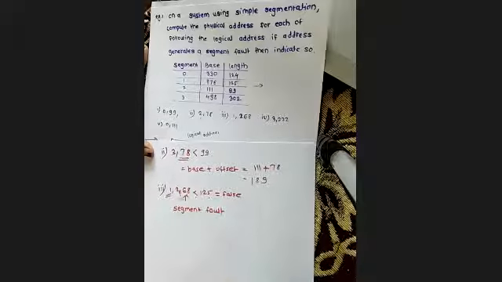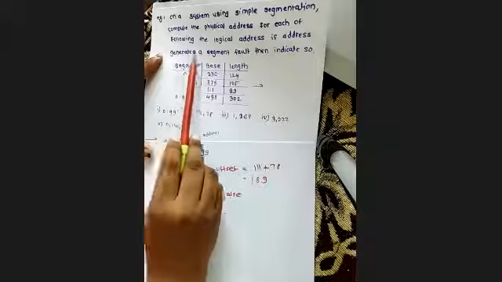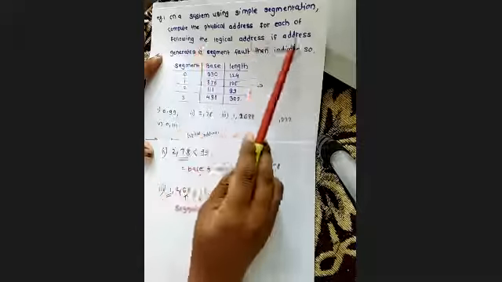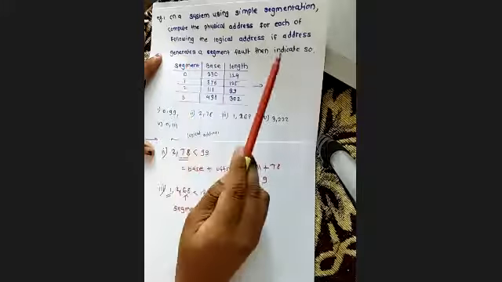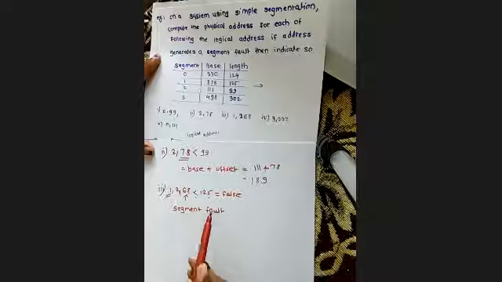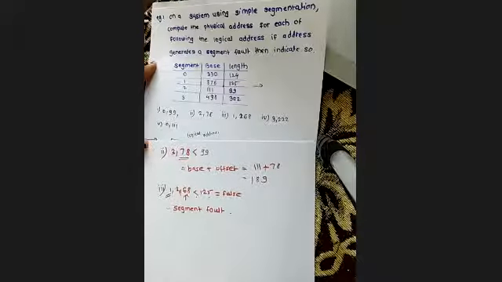यहाँ पे पूछा है ना, generates the following logical address. If an address generates a segment fault, then indicate so. So here the address is generating the segment fault. You have to mention that.